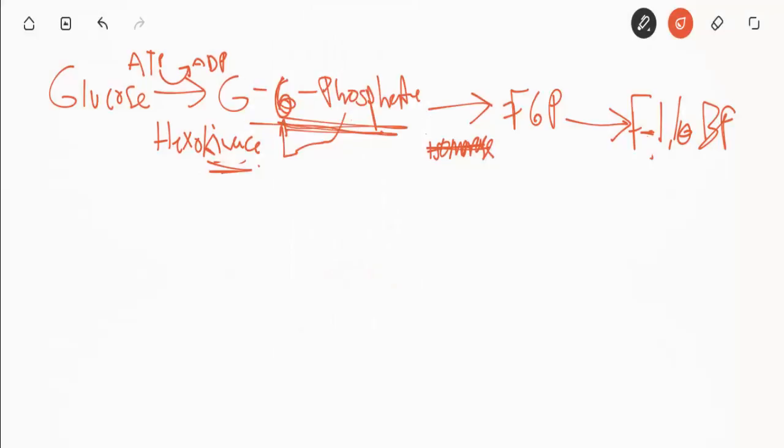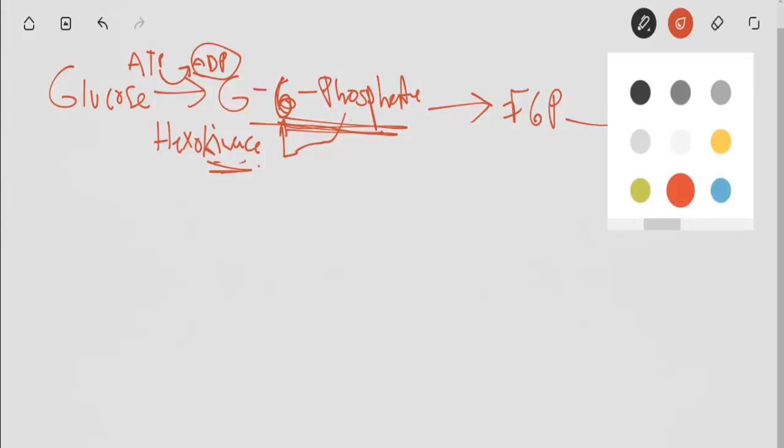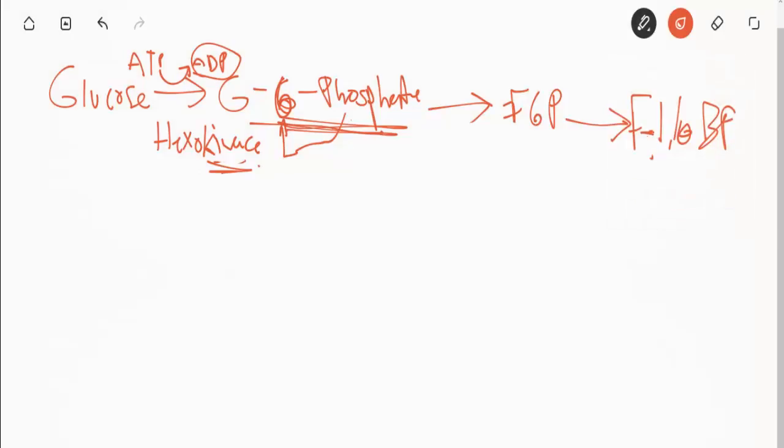So where did that phosphate molecule come from? It comes from the ATP that was required to actually start this reaction. So ATP goes to ADP, so you have a net loss of ATP, but that phosphate gets added to the glucose 6-phosphate. So the next step we have is that G6P is going to go to fructose 6-phosphate.